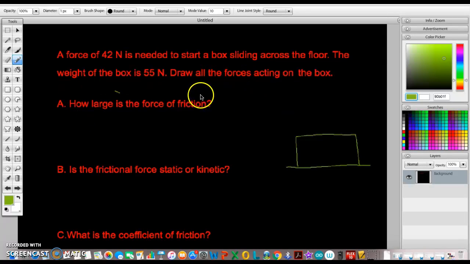So I'm going to just underline some key things that we can use to answer this problem. To start, the weight of the box is 55 newtons, and that applied force is 42 newtons. Essentially we have someone pushing on a box and it hasn't slid yet, and we want to know the weight, and we want to draw all the other forces to answer: How large is the force of friction? Is the frictional force static or kinetic? What is the coefficient of friction? I'm going to explain what these things are once I draw the forces.